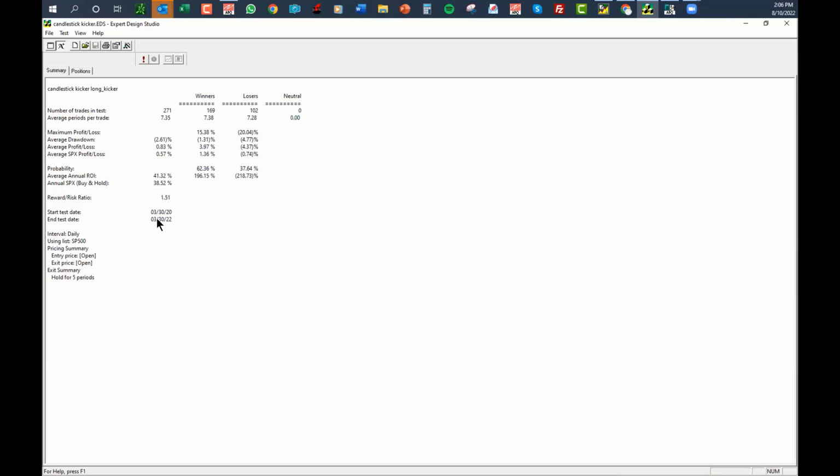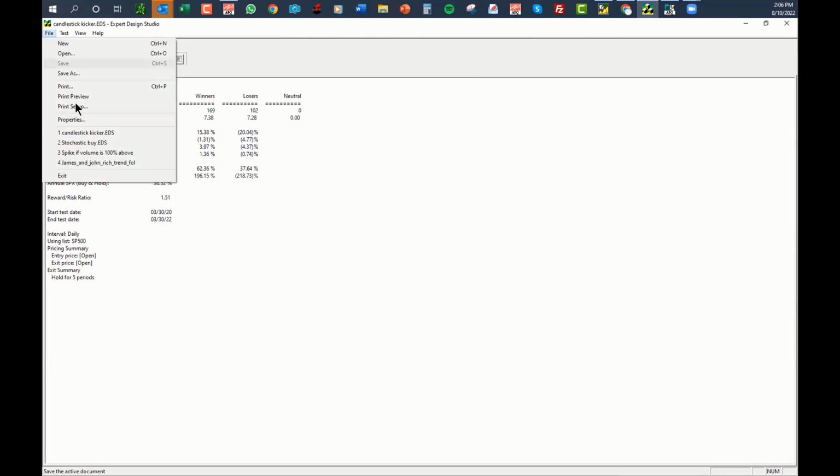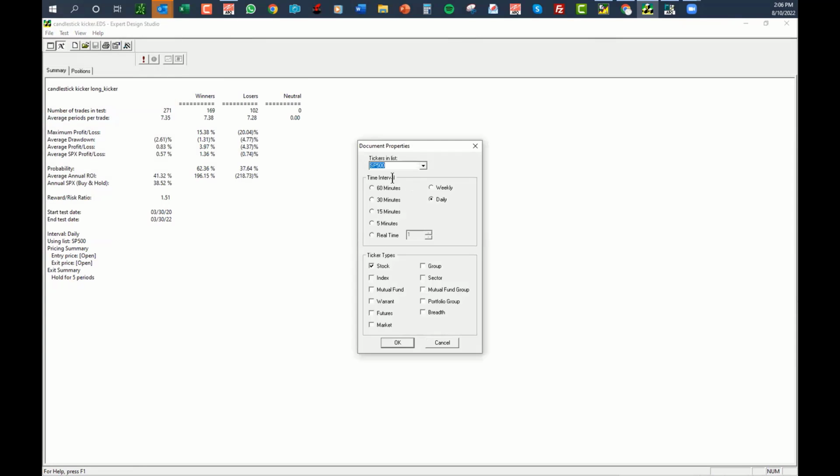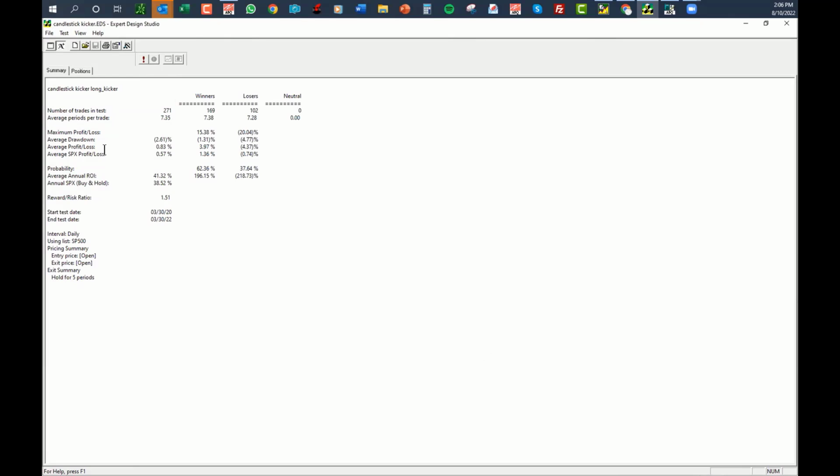For example, here, I did a strategy when we did this back in March of this year. We looked at the candlestick kicker strategy, and we tested it against the S&P 500 stocks. And the strategy itself is a very specific candle strategy. And in that 2-year period, more winners than losers, and we outdid the market.